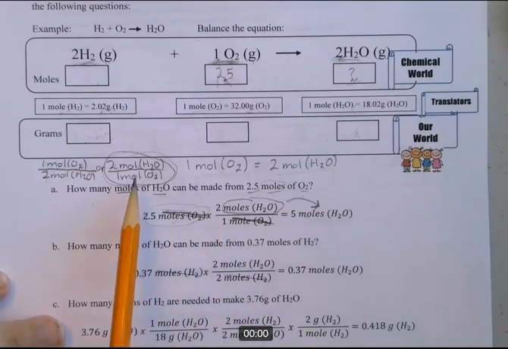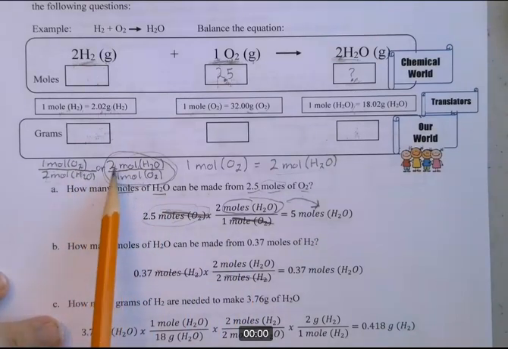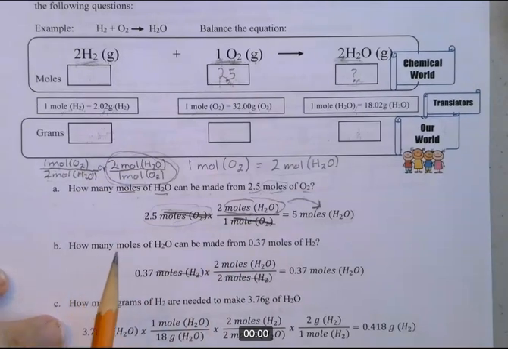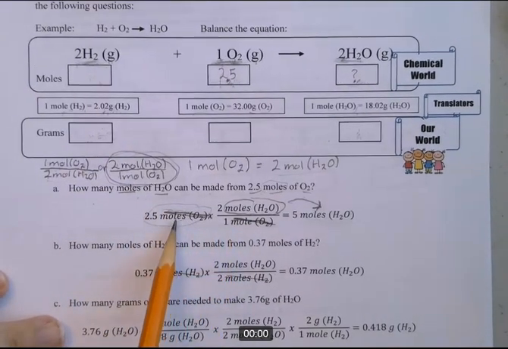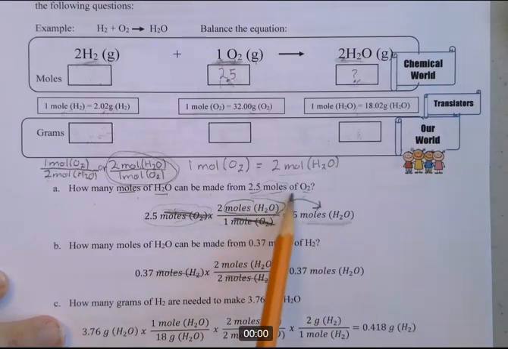So you had to pick one of these two. Both of these are true statements, but only one of them helps you to solve the equation. You needed to pick the one that makes moles of O2 cancel out, which this did here and here, and make moles of H2O appear in your final answer, because that's what the question is asking you for. How many moles of H2O?